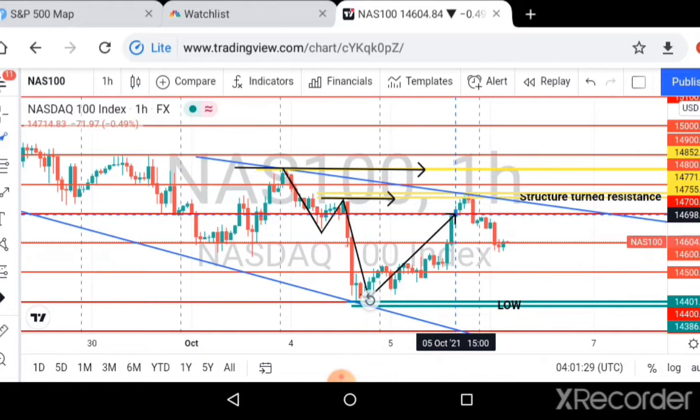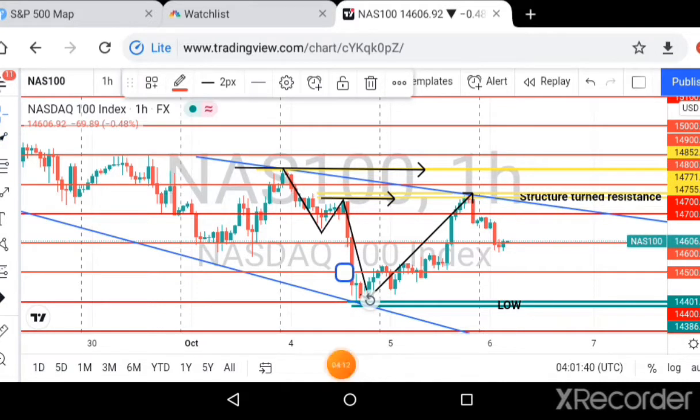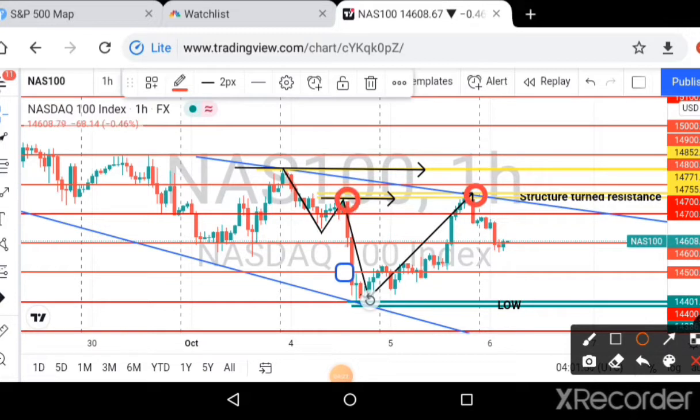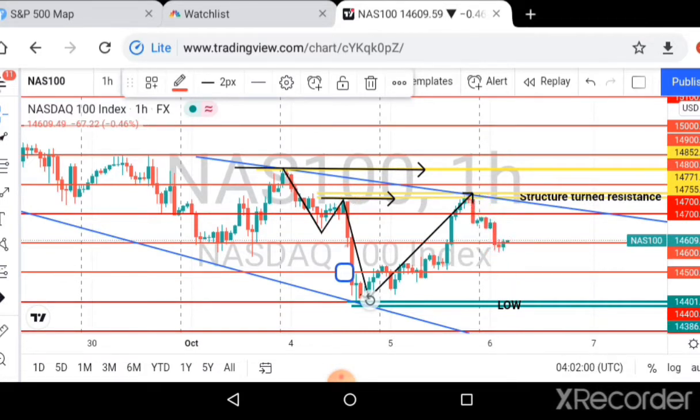It went up, then it touched a point of structure and did not break, meaning it created now what we call a level of resistance. That's why I'm saying structure turns into resistance, because now we have market touching the same price point twice. Now it's forming a level of resistance. That's why we're seeing market now pushing to the downside. Now you can see market is pushing back to the downside.